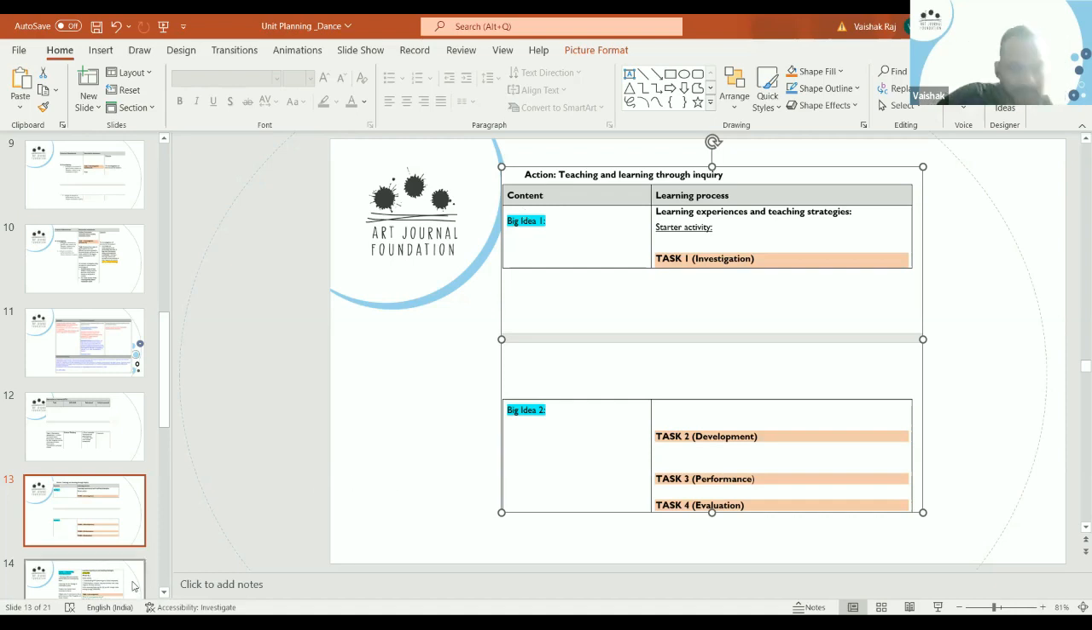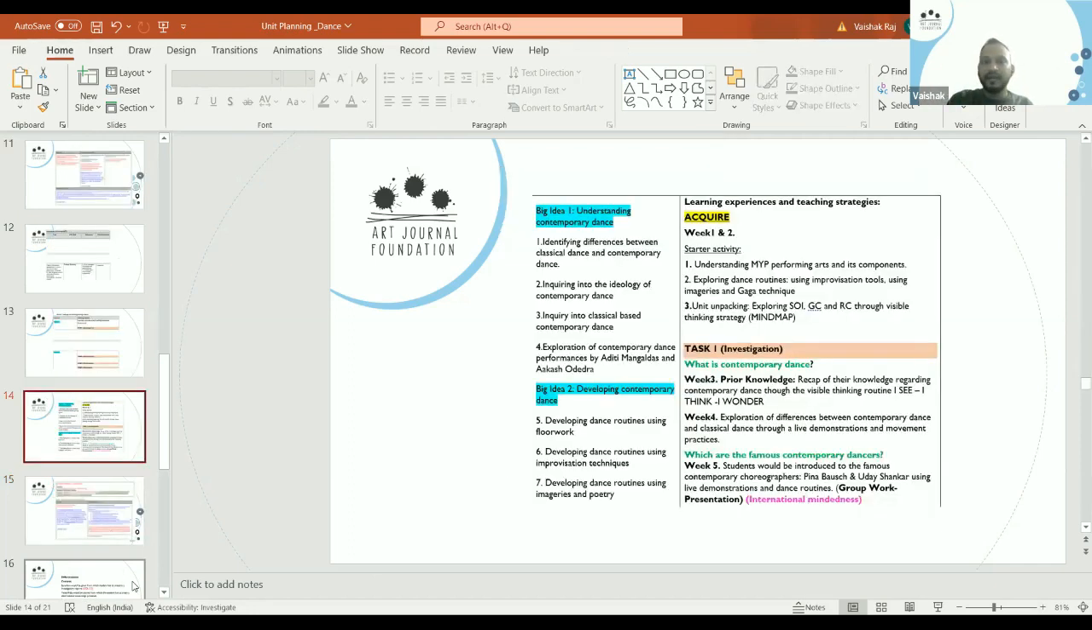For example, see, big idea: understanding contemporary dance. In that, I would have written identifying differences between classical and contemporary, inquiring into the ideology of contemporary dance, inquiring into classical-based contemporary, exploration of contemporary dance performances. Big idea 2 is developing contemporary dance. So first is understanding contemporary dance, second is developing dance. Under that, what all learning engagements can you explore? And I do a week-wise planner. I don't know how many schools do a week-wise planner. Some of them do, some of them don't. But if you do a week-wise planner, then you're sorted for the entire term actually.